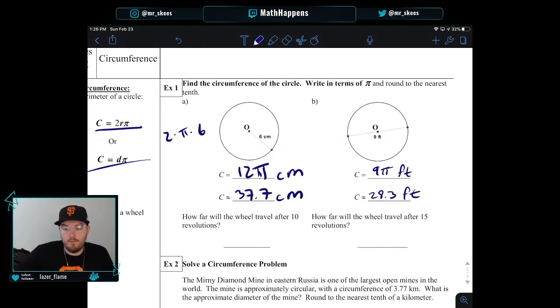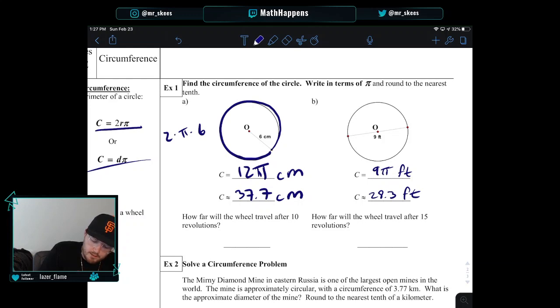So the circumference is basically the revolutions of a circle. Look at this point here. If this were a wheel, or a toy that was rolling, when it makes one complete revolution, the distance that it travels is the length of the circumference. Imagine you had chalk on a wheel or something.